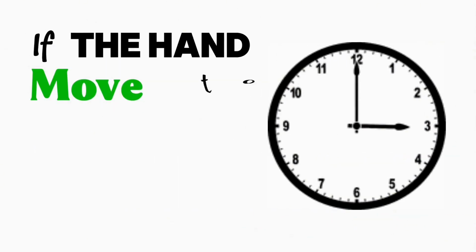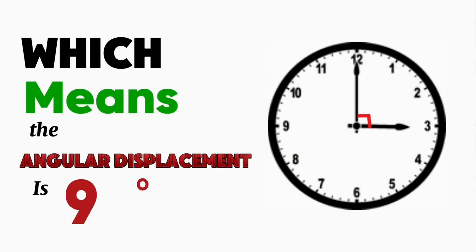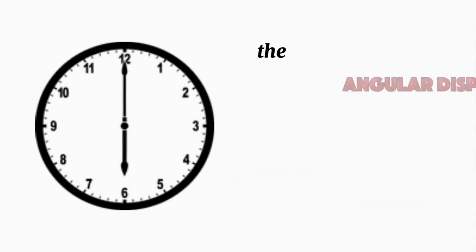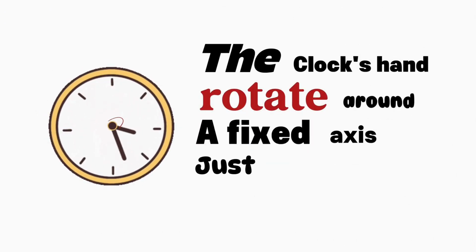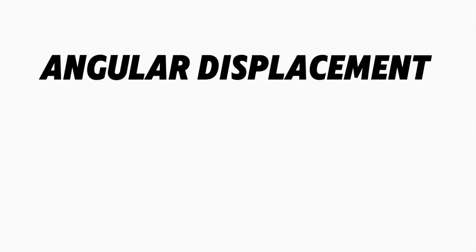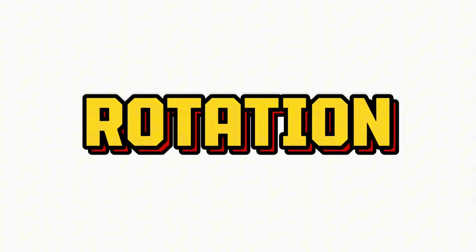If the hand moves to 3 o'clock, it has rotated by 90 degrees, which means the angular displacement is 90 degrees. The same thing happens if the hand moves to 6 o'clock. The angular displacement is 180 degrees. Angular displacement describes how far an object rotates, not distance traveled. The clock hand rotates around a fixed axis, just like this animation that rotates around a pivot point. Angular displacement is an essential concept in computer graphics, helping us to describe and animate rotation.